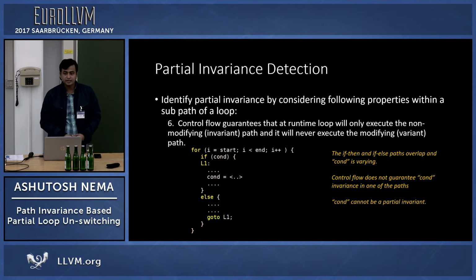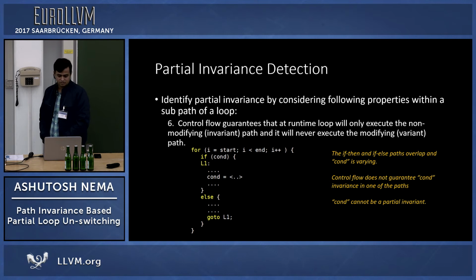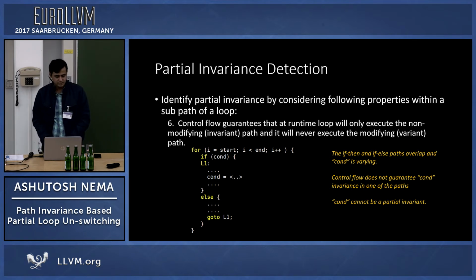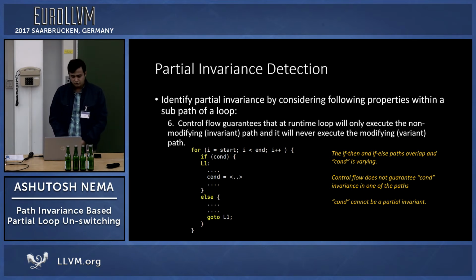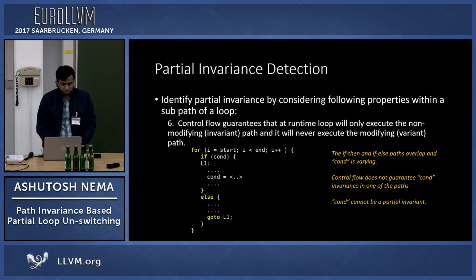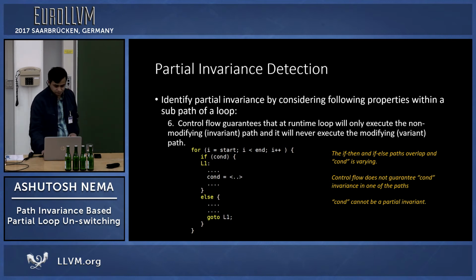Control flow guarantees that at runtime the loop will always execute the non-modifying path, or the invariant path. It will never execute the variant path. In this example, if you look at the else clause, the condition is not getting modified. So we can say that in the else clause the condition may be invariant, but there's a catch here. There's a go to L1, and in the L1 block the condition is getting modified. So of course, in the else clause, the condition is variant.